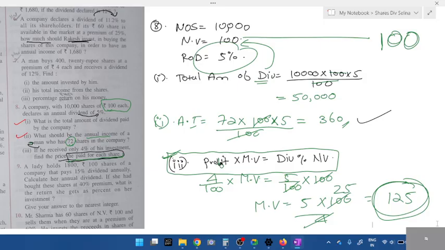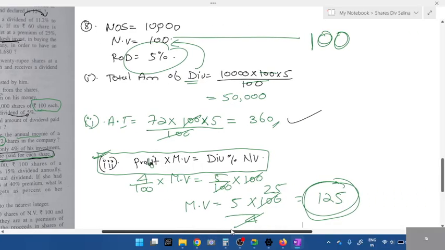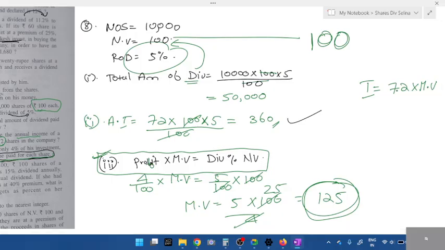Which one? Investment? Okay, investment is what? Number of shares is 72 into. Even investment is also not given. So in an equation, two values shouldn't be missing. If you want to find market value, at least investment should be given, right? Which is the other formula we use? Market value. Okay, we'll just complete this.